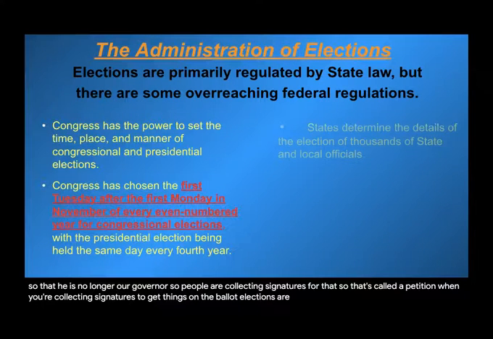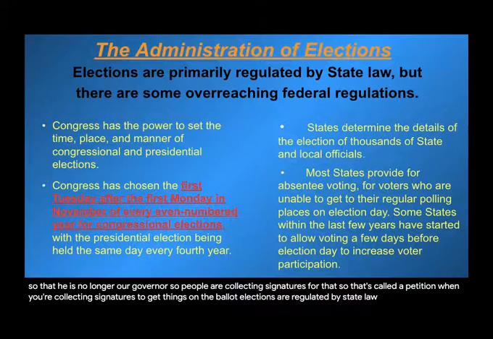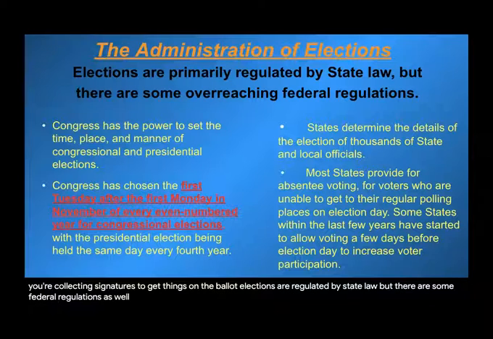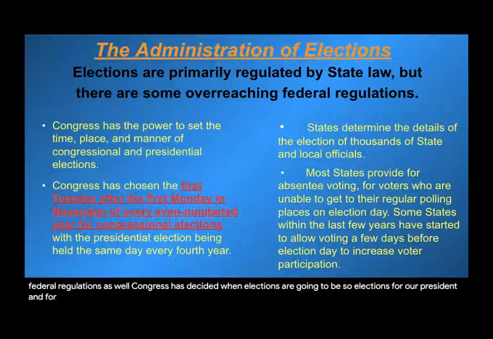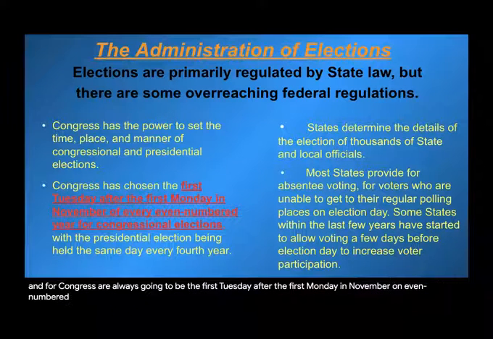Elections are regulated by state law, but there are some federal regulations as well. Congress has decided when elections are going to be. So, elections for our president and for Congress are always going to be the first Tuesday after the first Monday in November on even numbered years.